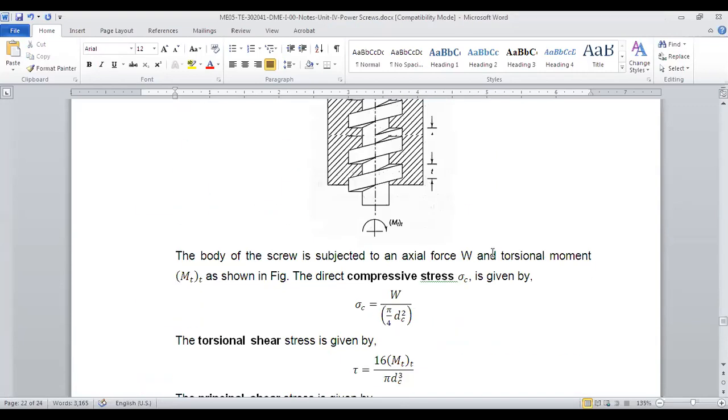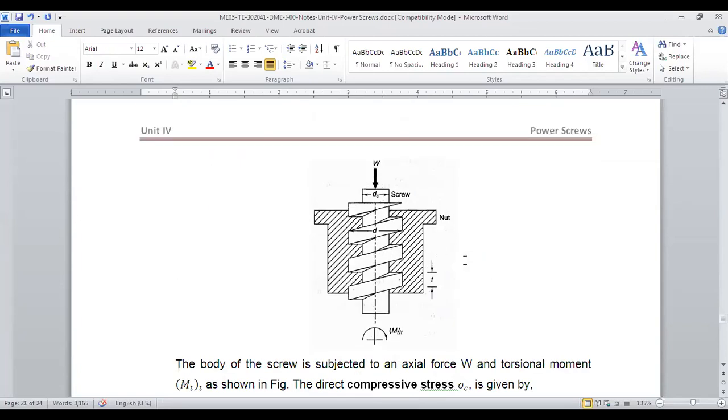So basically these are the stresses in a screw. We have seen the compressive stress sigma c for the core of the thread, as well as the stress because of the torsional shear. We combine those to find the principal shear first.